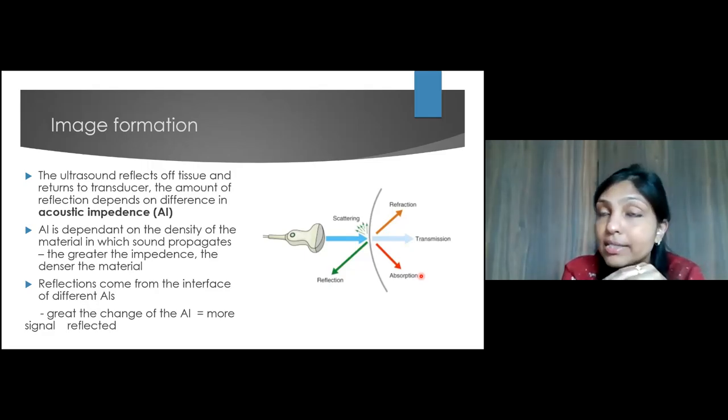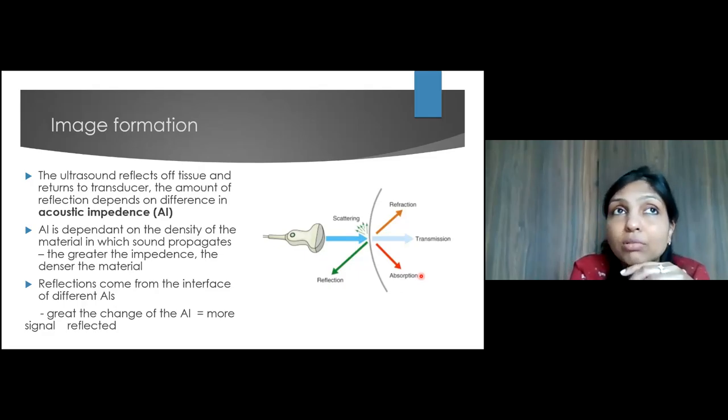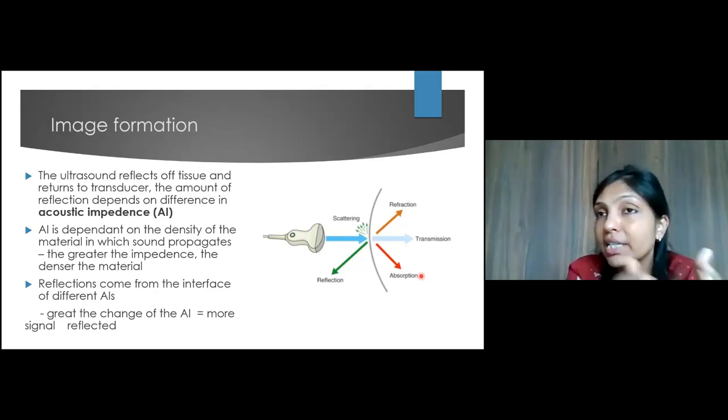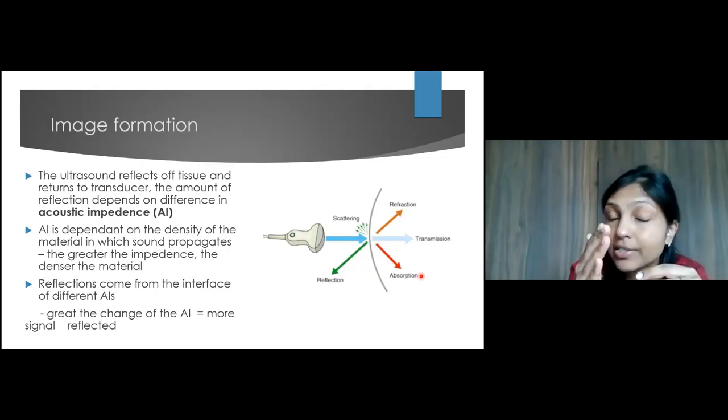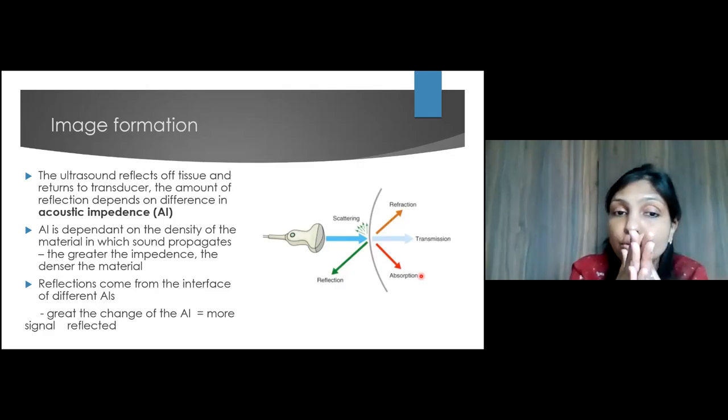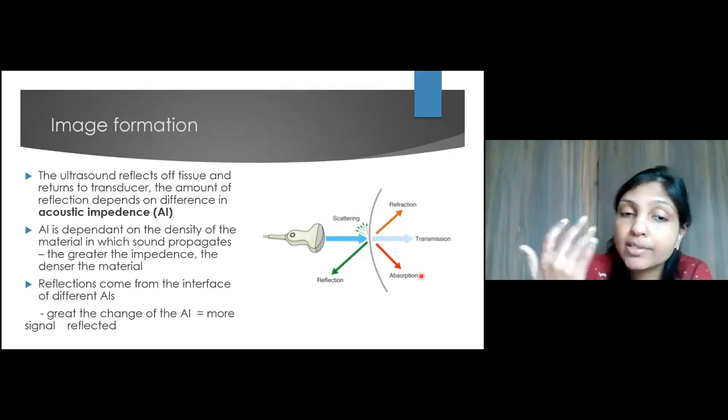And this differentiation is important because all these different tissues in the body have different densities. This is how we can utilize the ultrasound for delineation of the individual tissue surfaces, the interfaces, essentially. I should say that these reflections are coming from the interface of two tissues. So the difference in the acoustic impedance, the difference in the density of the two tissues, determines how much sound wave is going to be reflected.